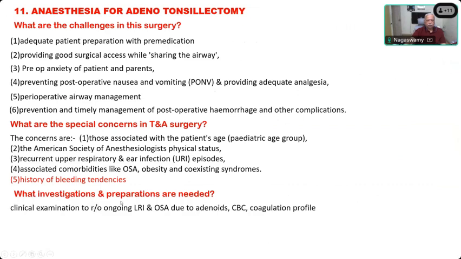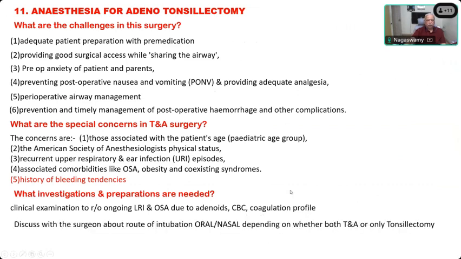And what investigations and pre-op preparations are needed? Rule out ongoing LRI, OSA due to adenoids, TB, coagulation profile. And discuss with the surgeon about the route of intubation, whether oral or nasal, depending on whether both tonsillectomy and adenoidectomy or only tonsillectomy. If it is tonsillectomy, you can go for nasal route intubation. If it is also adenoidectomy, it is preferable to go for oral intubation.